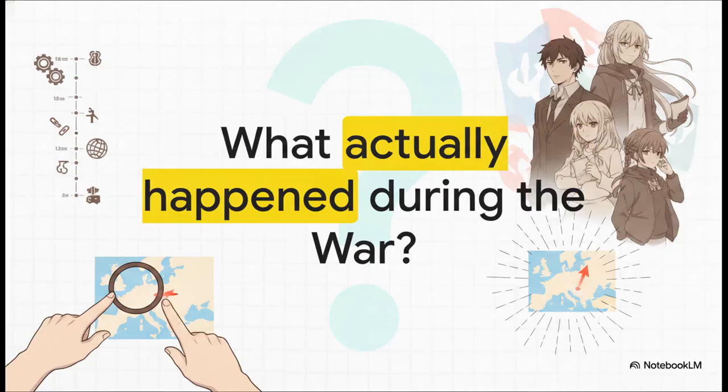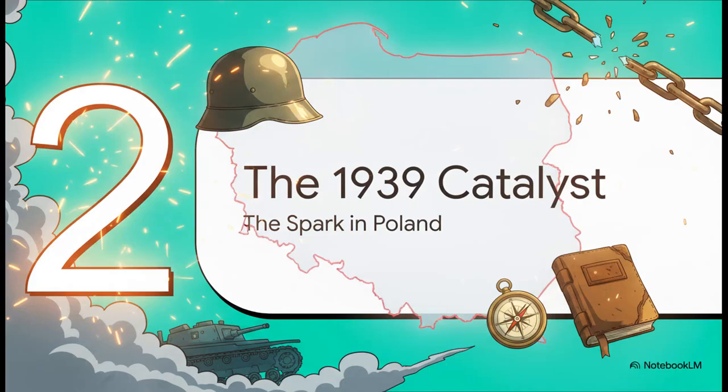So you might be wondering, what actually happened? Which specific countries kicked off this whole planetary entanglement? I mean, it's one thing to know 30 countries were involved, right? But it's another entirely to understand the mechanics of how that actually happened. To do that, we kind of have to pivot our focus away from that macro global scale and zoom all the way down to a single specific historical catalyst. That brings us to Section 2, the 1939 catalyst and the spark in Poland.